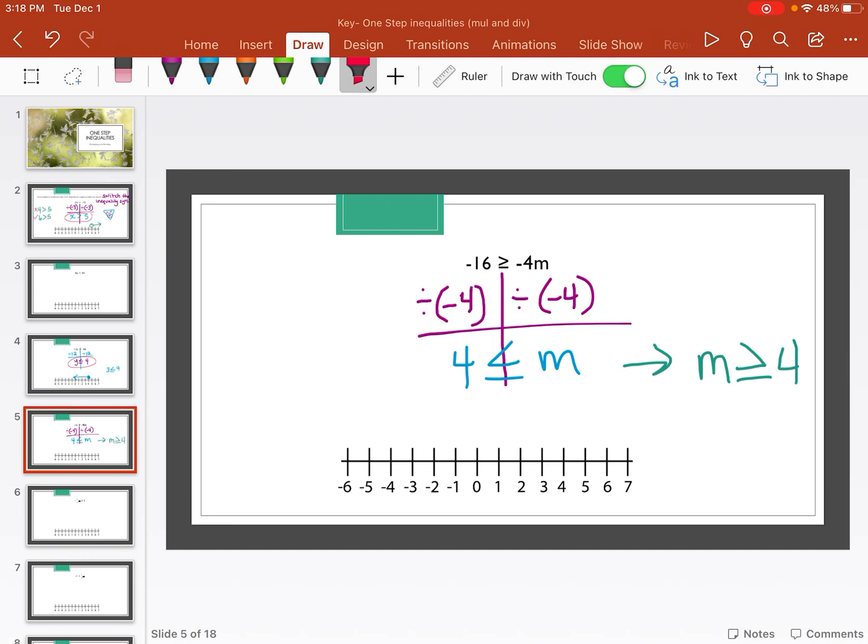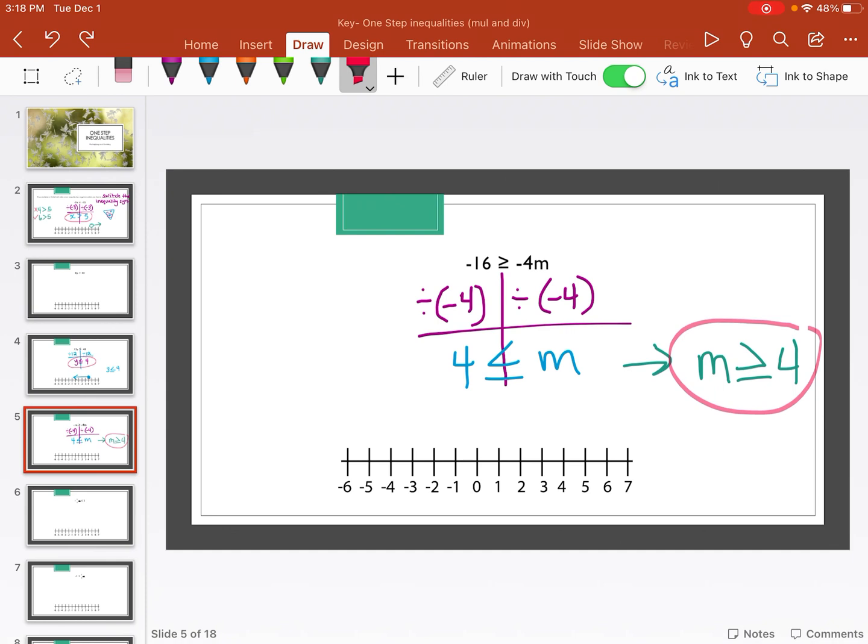That step a lot of times kind of messes people up because we had to do a double flip, right? We started here, we had to flip it because we divided by a negative, and then we flipped it again over here because we were rewriting the problem, okay?